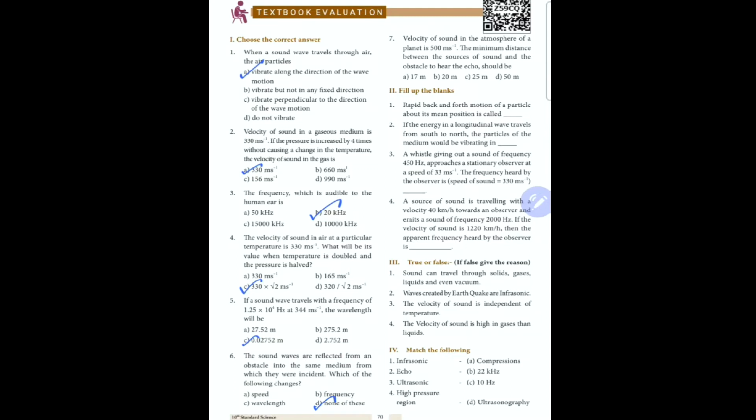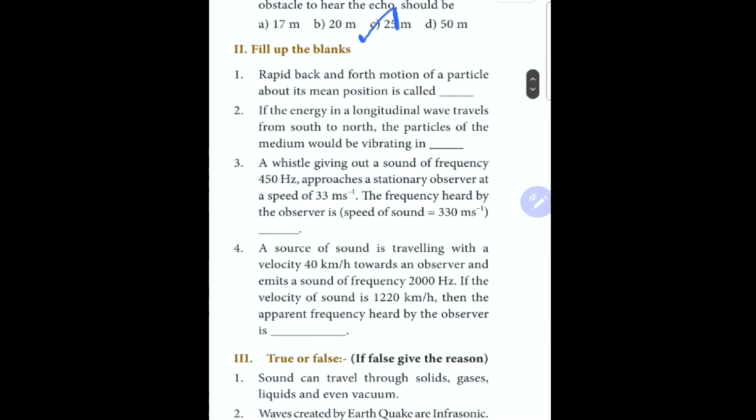Seventh question: the velocity of sound in the atmosphere of a planet is 500 meter per second. The minimum distance between the source of sound and the obstacle to hear the echo should be option C, 25 meter. Next, fill in the blanks. First question: rapid back and forth motion of the particle about its mean position is called vibration.